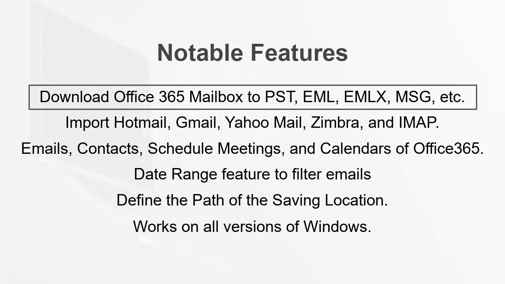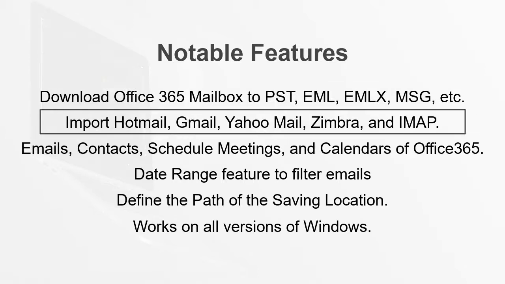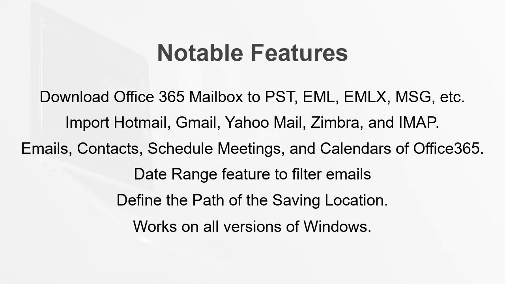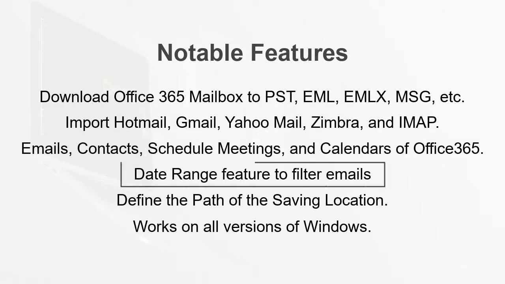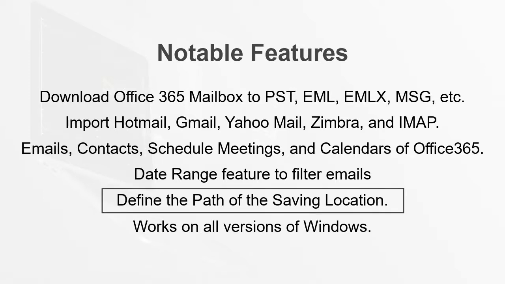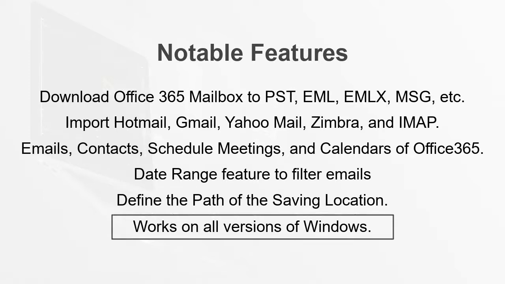Saves and downloads Office 365 mailbox to PST, EML, EMLX, MSG, etc. Import Office 365 emails to Hotmail, Gmail, Yahoo Mail, Zimbra, and IMAP. Backup emails, contacts, scheduled meetings, and calendars of Office 365. Available with date range feature to filter emails based on dates. Define the path of the saving location. Works on all versions of Windows.